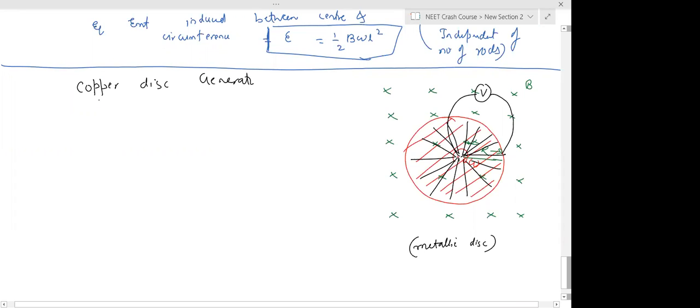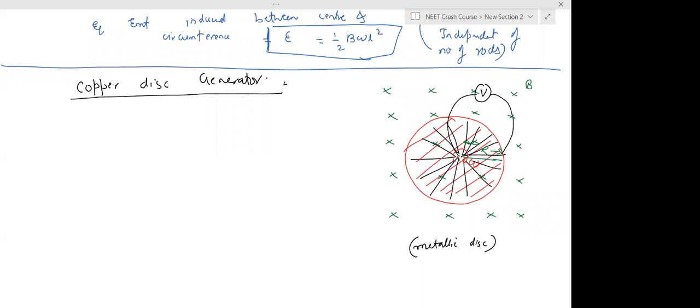This generator is called a copper disk generator, which is used in mechanical toys. You might have used in your childhood those toys which do not require a battery. You just fill a key, rotate that key, there is a coil, and that coil stores potential energy. That potential energy converts into the kinetic energy of a disk. Between the center and the circumference, an EMF is produced. That EMF gives the current. So small LEDs in those toys start glowing without a cell being used.